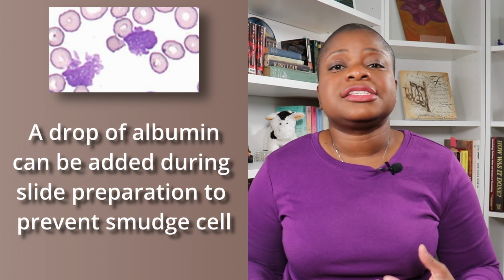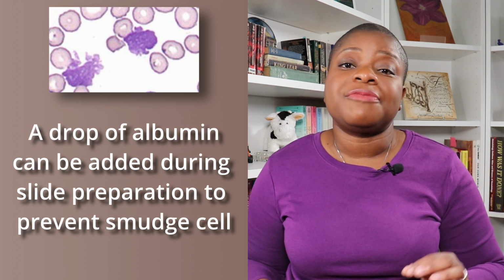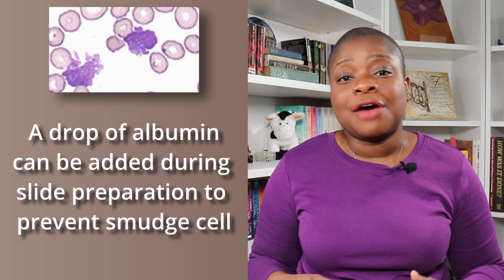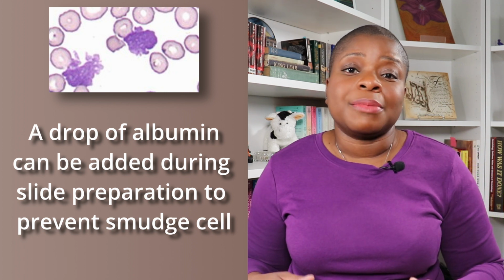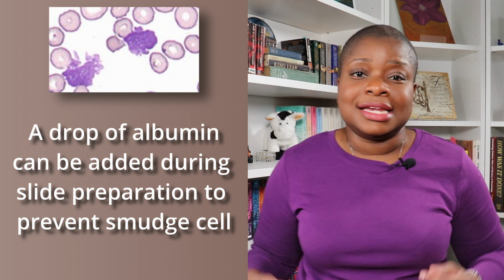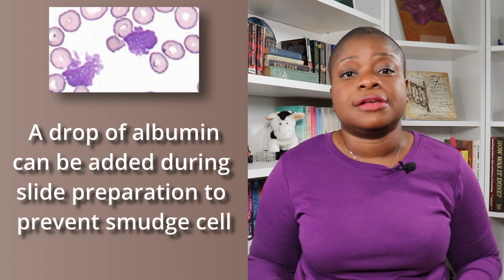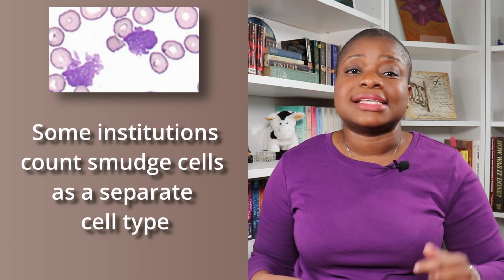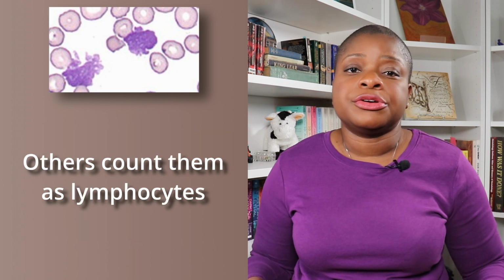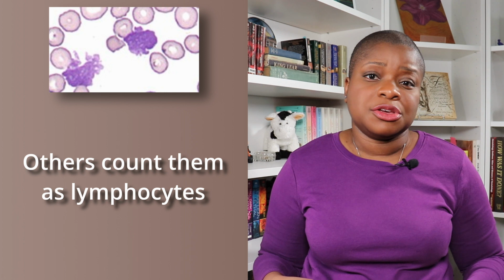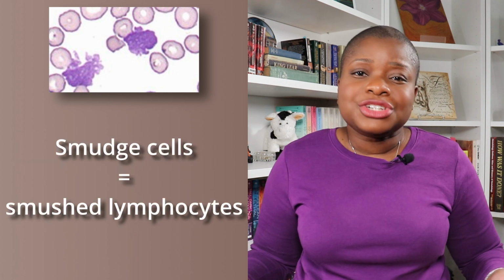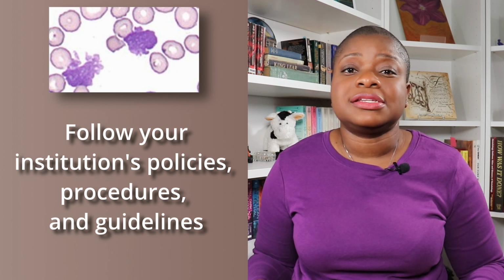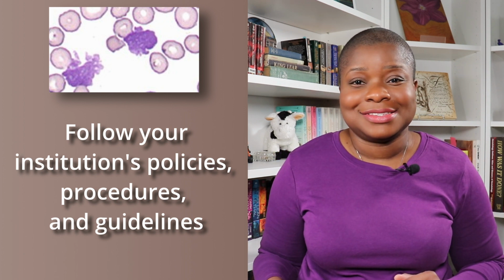Some places will make a smear with an addition of a drop of albumin to prevent smudge cells from occurring, thus allowing the smear reader to confirm that the smudges are indeed lymphocytes, because other cells can smudge too. Some institutions will count the smudge cells as a separate cell type, while others will count them as lymphocytes, which in reality they are, just smushed. As always, follow your institution's policies, procedures, and guidelines.